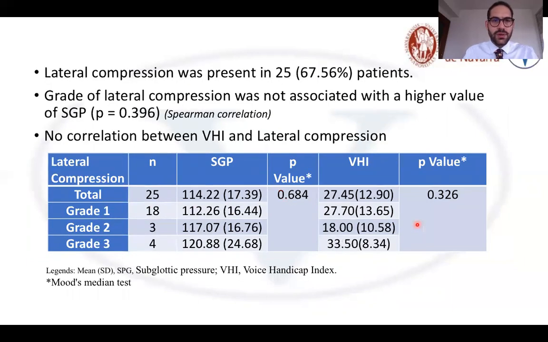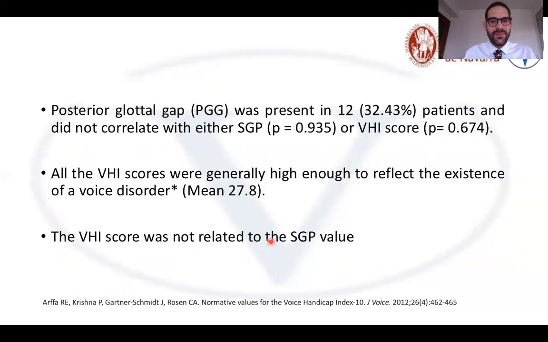Regarding lateral compression, it was present in 25 patients. The grade of lateral compression was not associated with a high value of subglottic pressure. There was no correlation between the voice handicap index and the lateral compression. So we see here there was no statistically significant difference between the 3 grades of lateral compression.